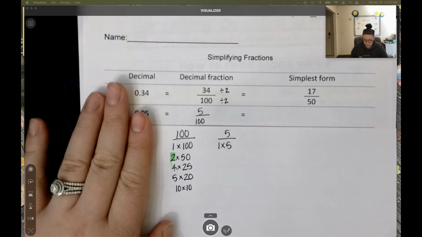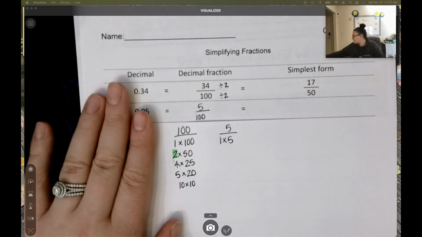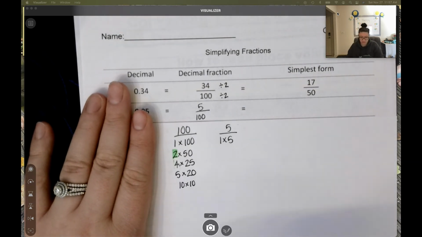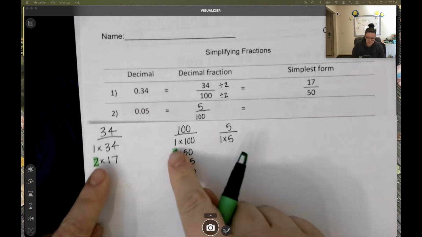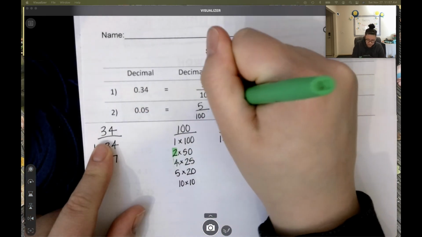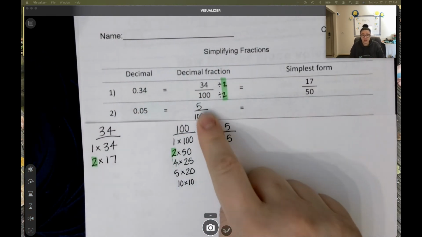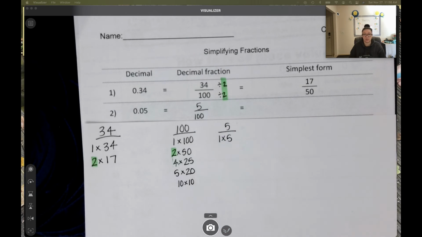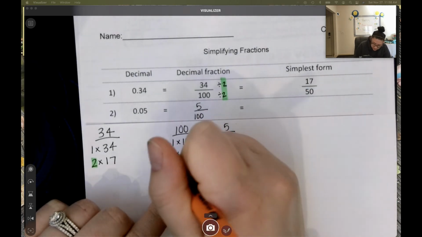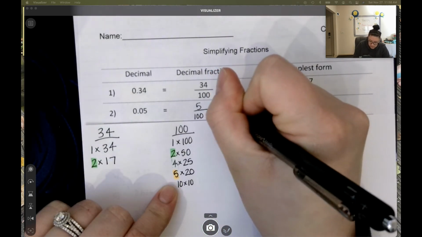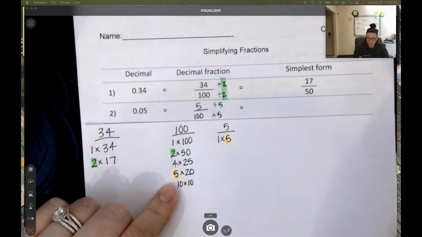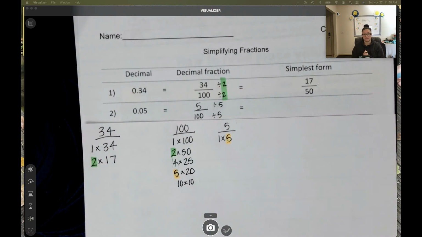1 times 5. Anything else? Nope. Nothing else is going to give me a nice clean number. So just like 2 was the biggest number that went into 34 and 100 that I could divide, what's the biggest number that's going to go into 5 and 100 that I can divide them both by? 5 goes into both 5 and 100. So that means I can divide my numerator and my denominator both by 5 to simplify my fraction.